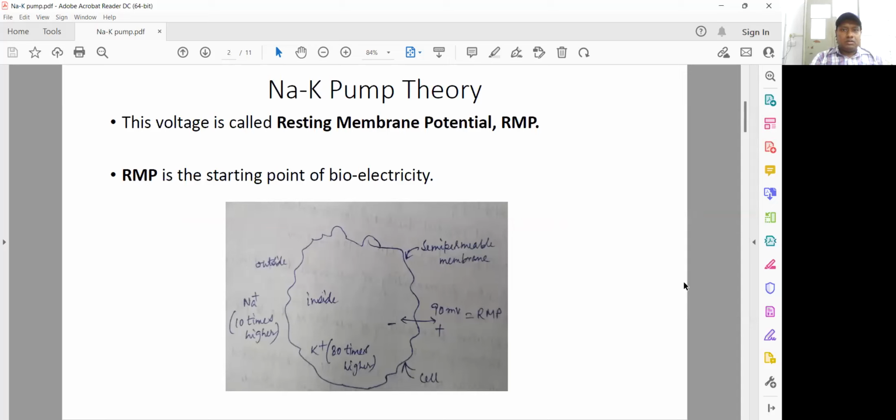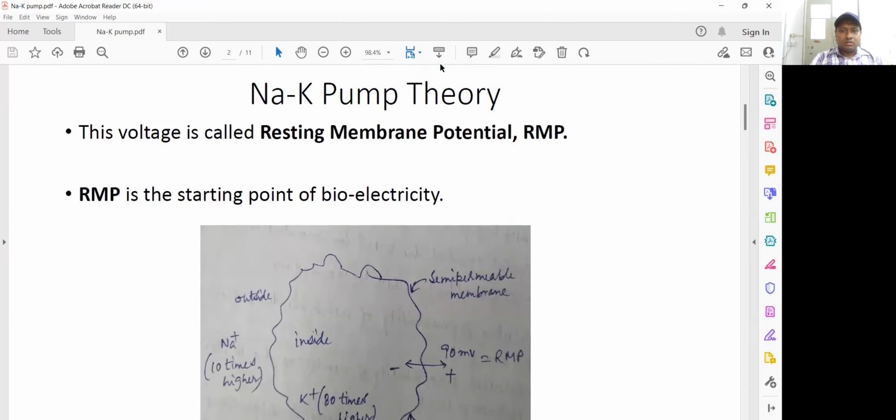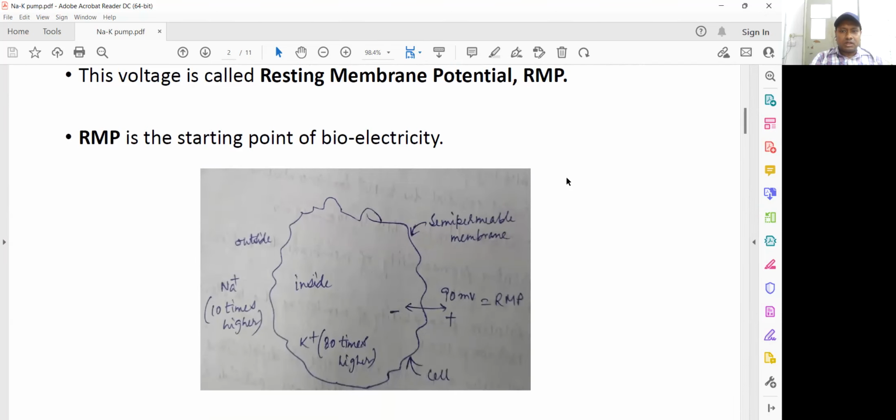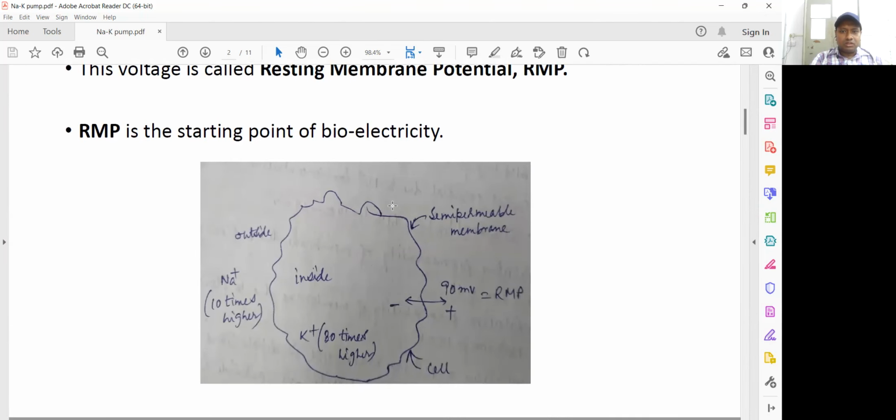So in sodium potassium pump theory, this voltage we will call the resting membrane potential, RMP, and the RMP is the starting point of bioelectricity. Now let us suppose this particular structure is one cell, and the cell is what? The cell is the smallest unit of the human body.